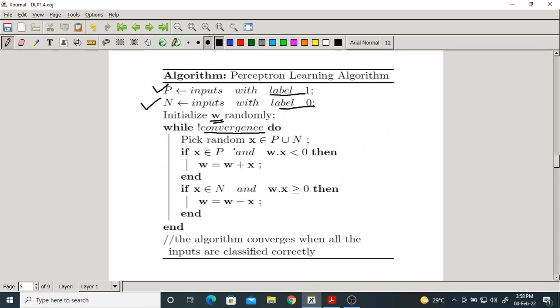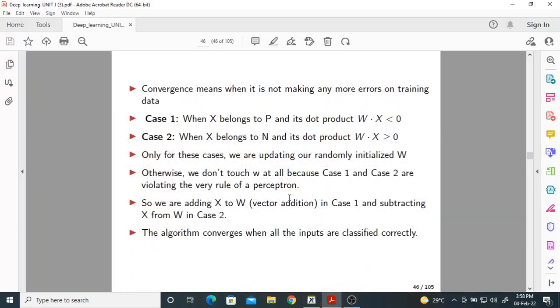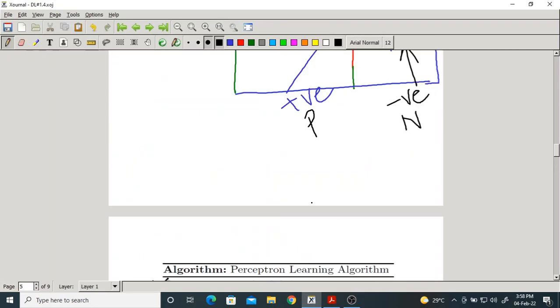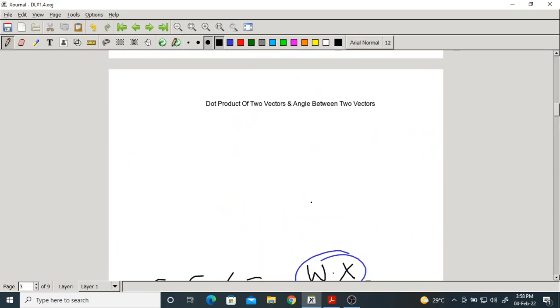Now, we pick a random X that belongs to P union N. Okay, randomly we pick one movie. If X belongs to P, P means positive. Now remember, in our perceptron algorithm, if something is positive, what do you write? What is the logic? What is the decision rule?